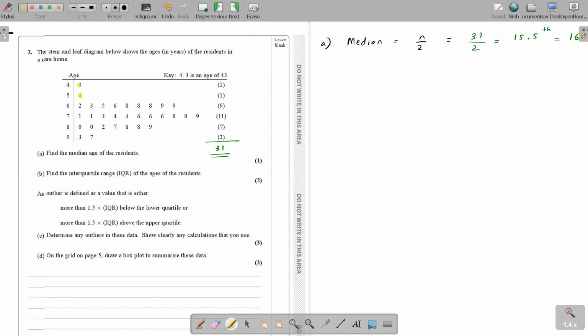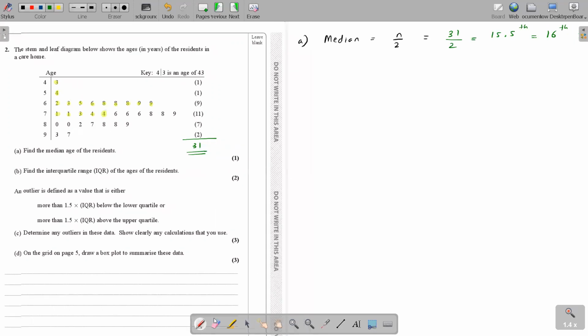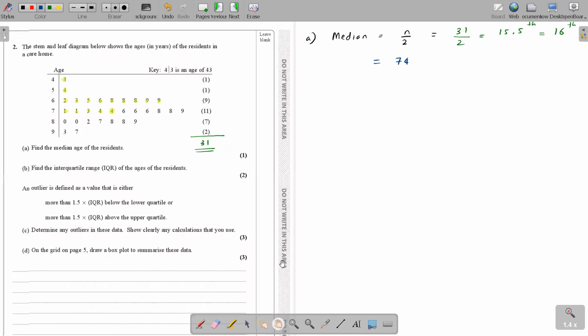So 1, 2, 3, 4, 5, 6, 7, 8, 9, 10, 11, 12, 13, 14, 15, 16. What is this figure? 74. Please don't write it as 4, it should be 74. The answer median is 74. If you have a question, please ask. Median age is 74. Understood? Don't make careless mistakes.